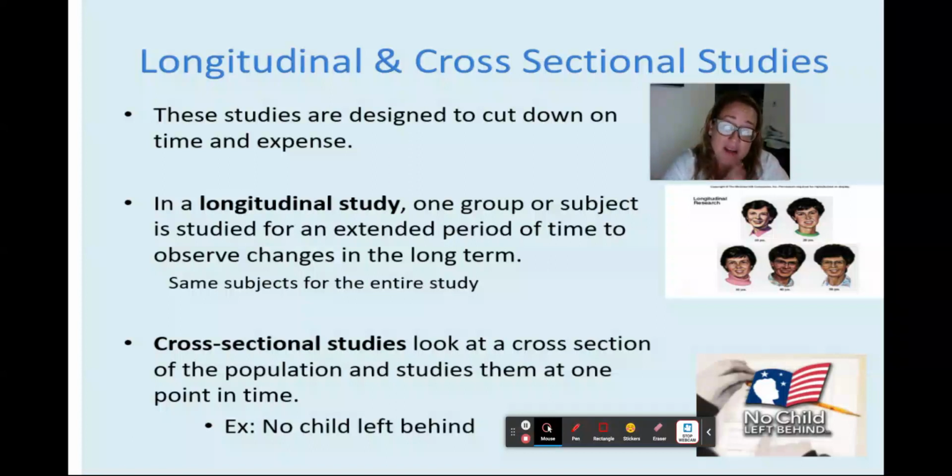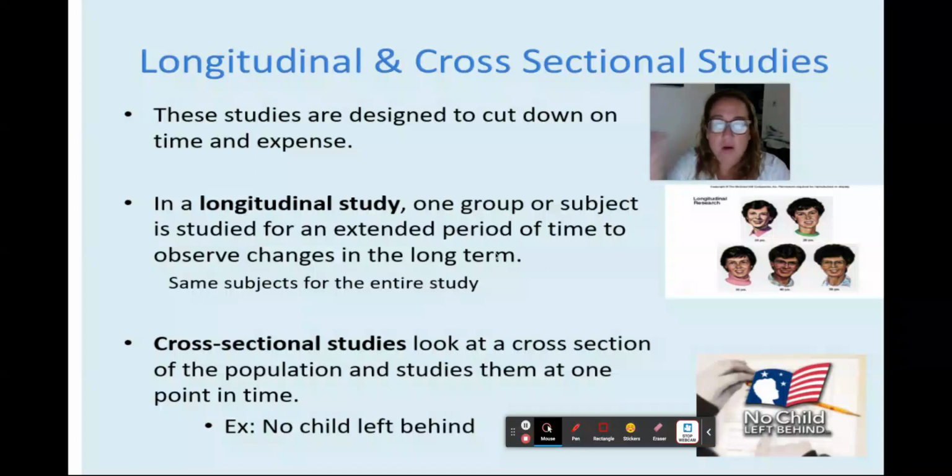But it is extremely detailed. So here are the pros. It's extremely detailed. You know a lot of the variables of each person's life, so you could see how one thing can affect the other.